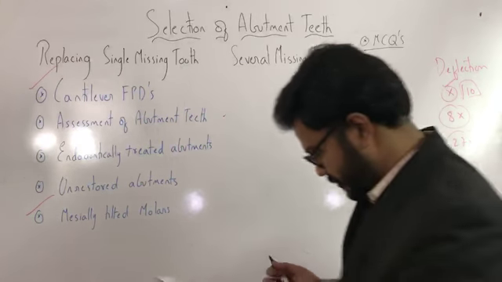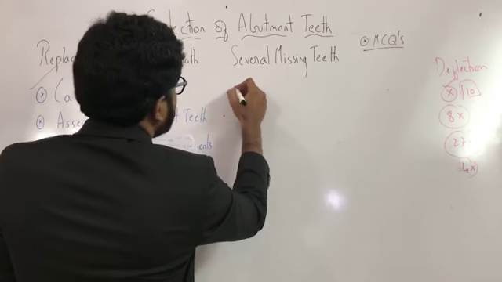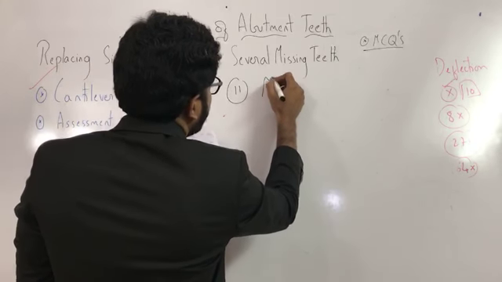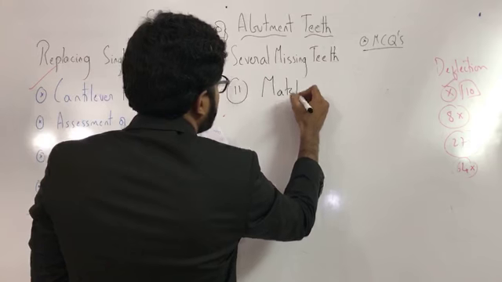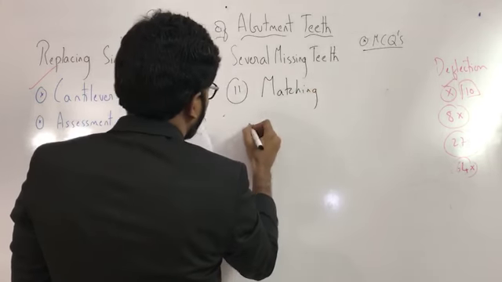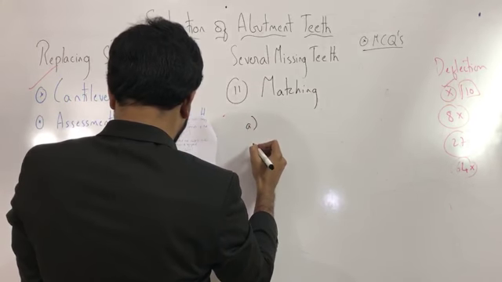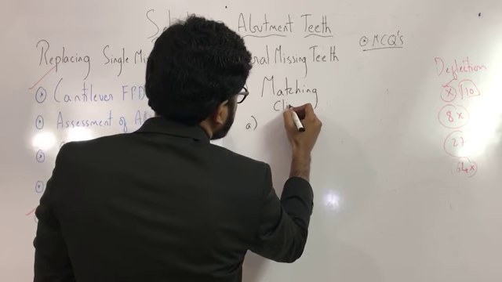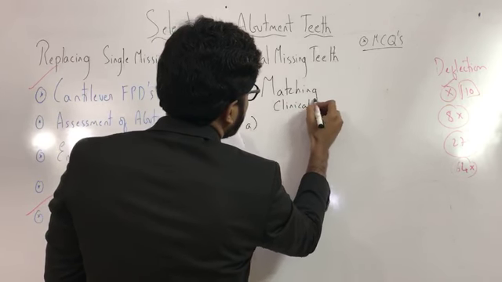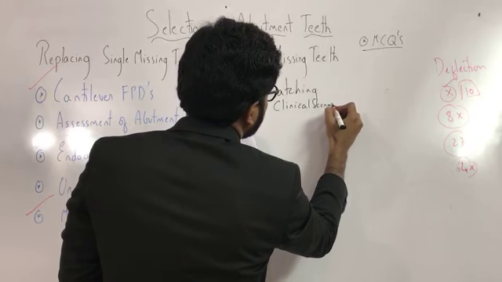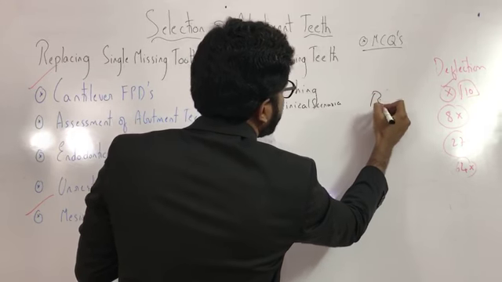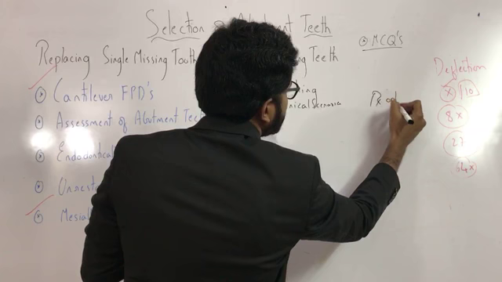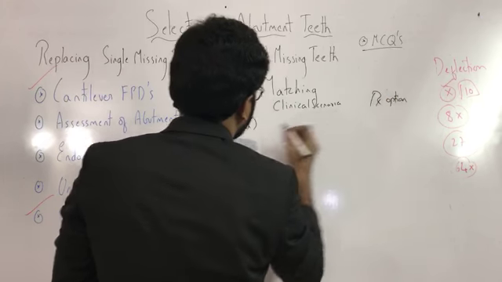Okay, you're welcome, Anu. So the 11th question is matching. So you have two columns. The first column represents a clinical scenario. The second column, treatment option. Okay, we have two columns.